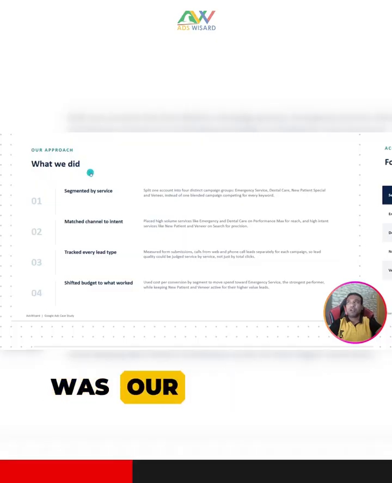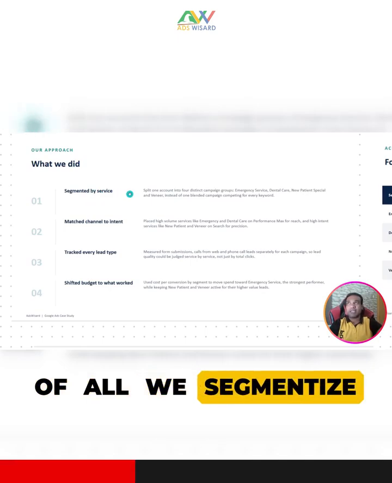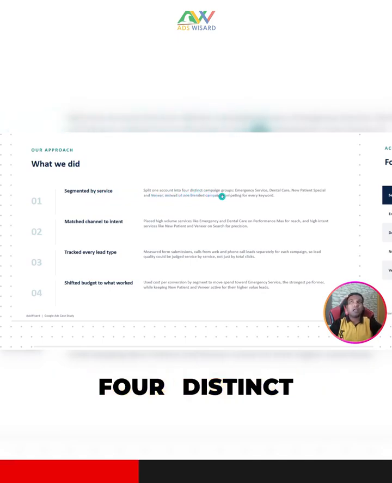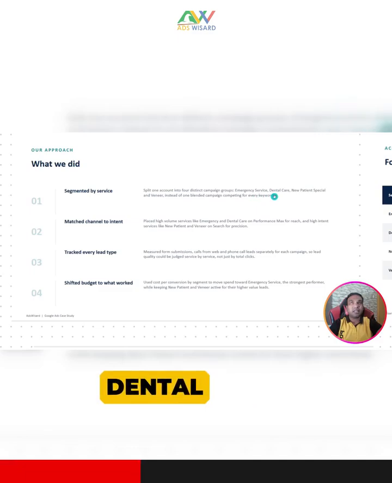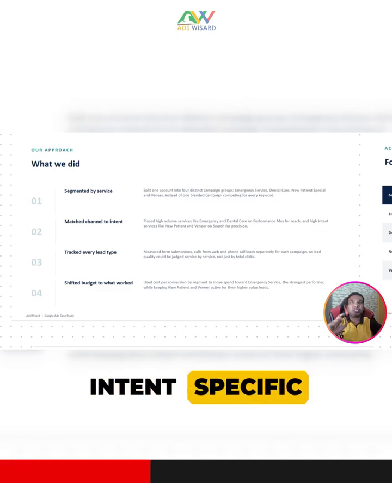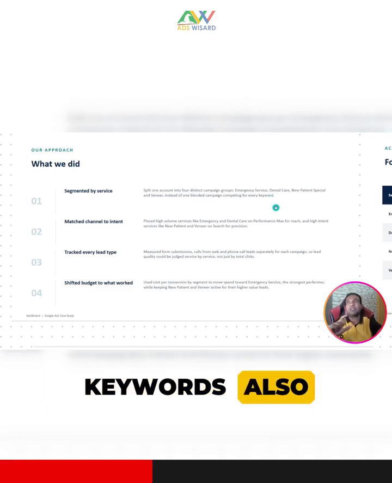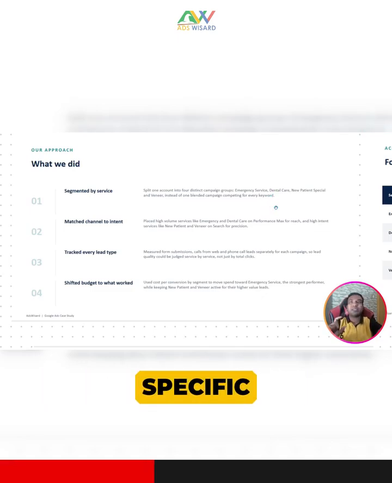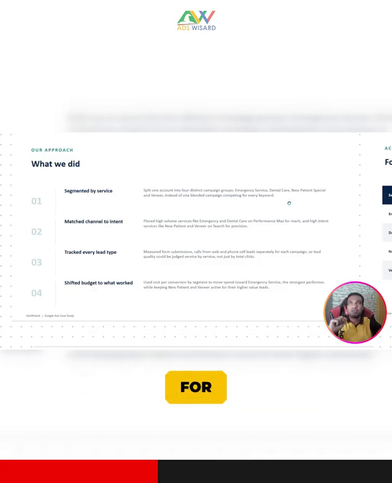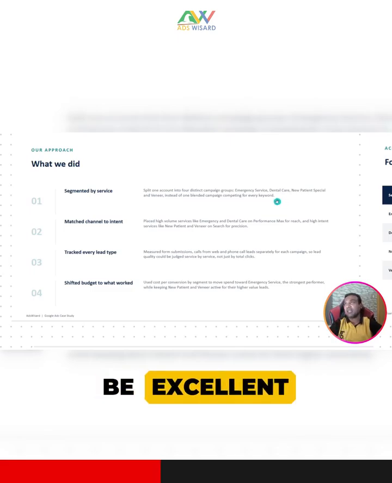So this was our approach. First of all, we segmented things by their services, splitting one account into four distinct campaign groups: emergency service, dental care, new patient special, and veneer. So instead of one blended campaign competing for every keyword, we decided to go with intent specific and service specific keywords. Also, we asked the client to create a specific landing page for each of the services, so the user experience for our target audience would be excellent.